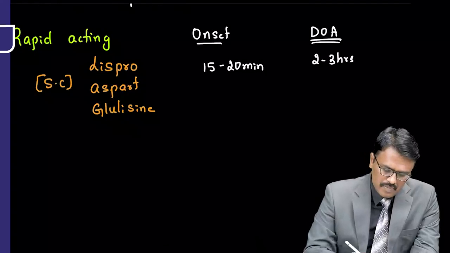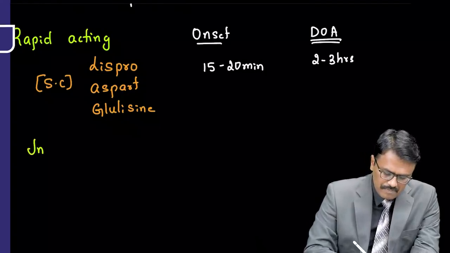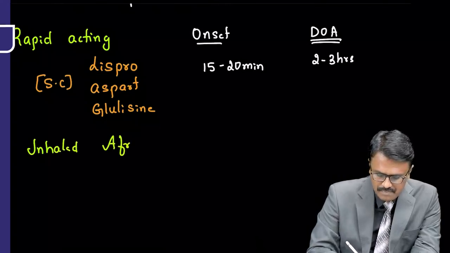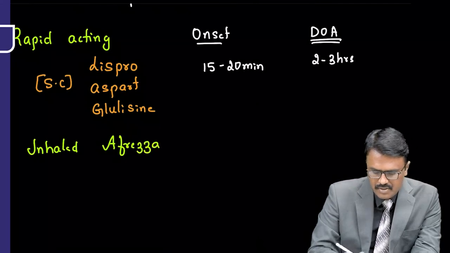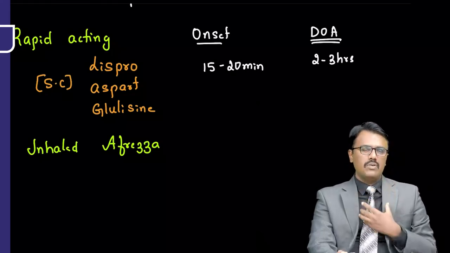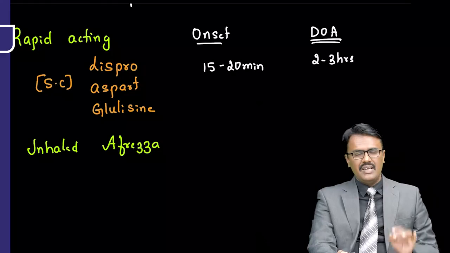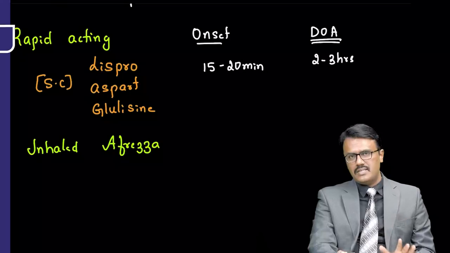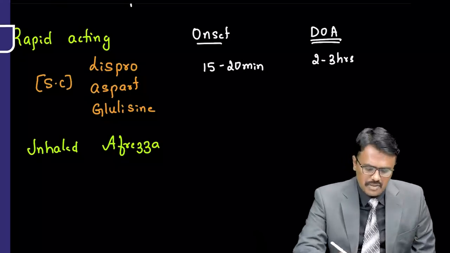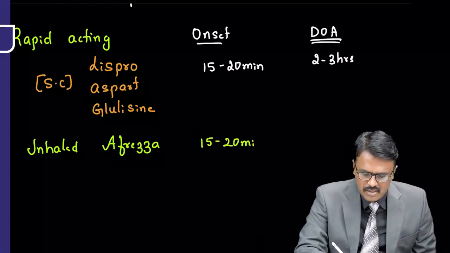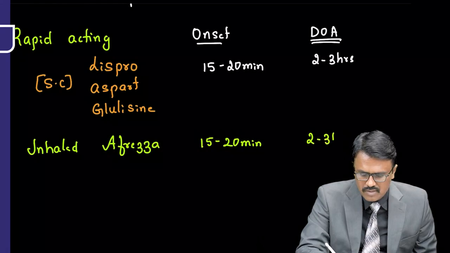Now recently we have come up with an inhaled insulin which is also rapid acting, and the name is Afrezza. How do we give this? There is a device for that. The patient has to inhale and it will go to the lung and get absorbed. Till now we are not able to get an oral insulin because insulin is going to be digested. It's a protein. Afrezza also has the same onset of action, 15 to 20 minutes, and the same duration of action, 2 to 3 hours.